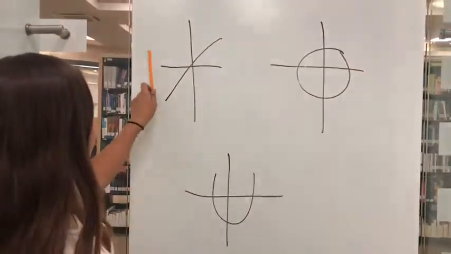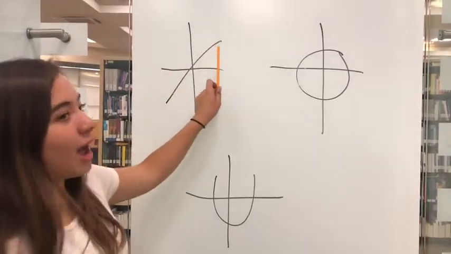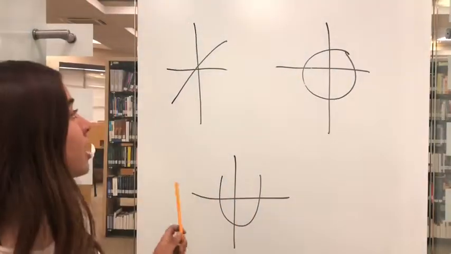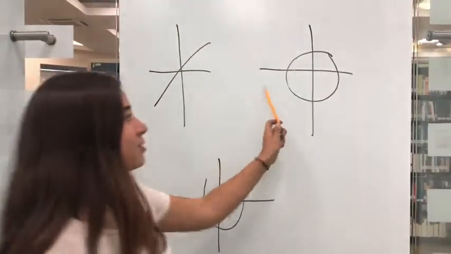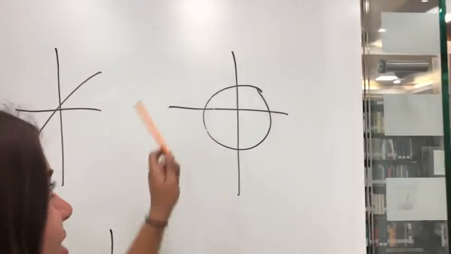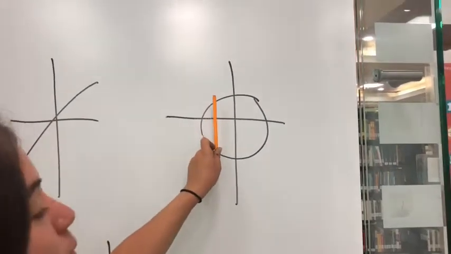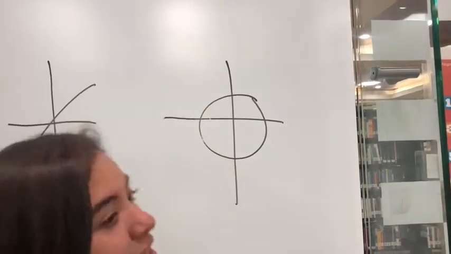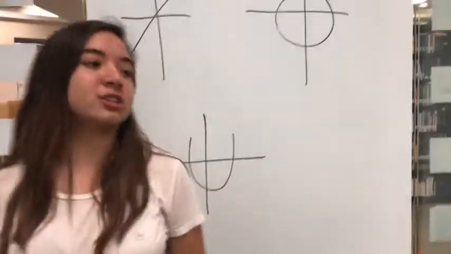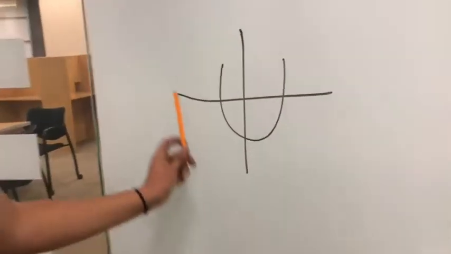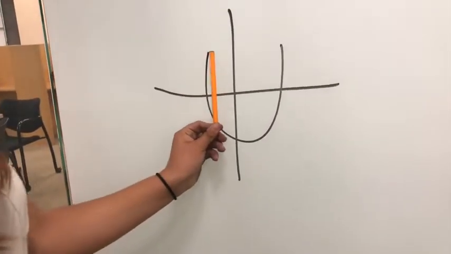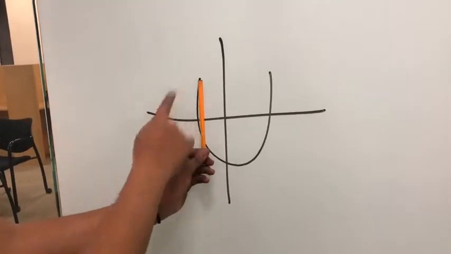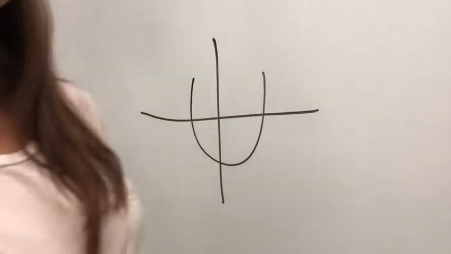For example, here, if we pass it like this, we can see that it will always touch just one point of the graph. But in this graph, if we do the vertical line test and we pass it like this, we can see that it touches 2 points, this one and this one. That means that it's not a function. In this other graph, if we do the vertical line test, we can also see that it touches more than 2 points, this one and this one, so it's not a function either.